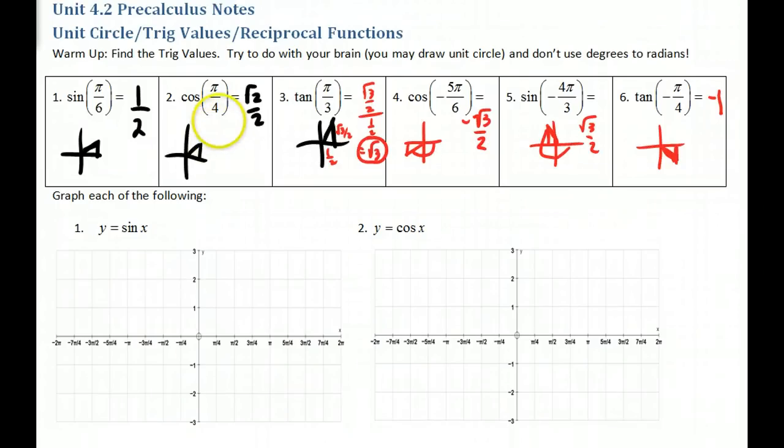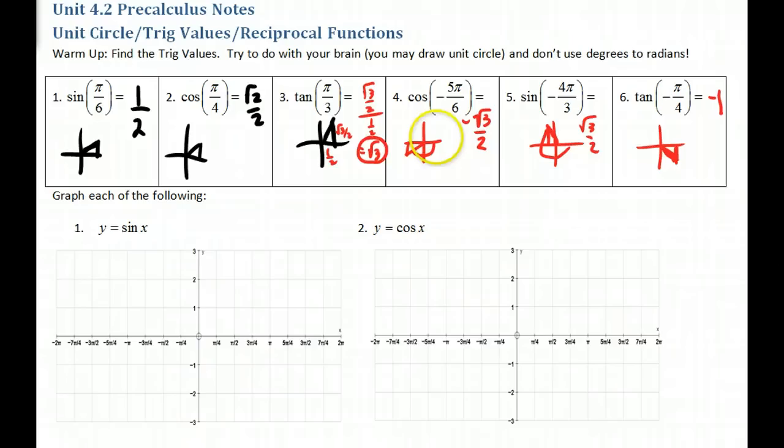So if I look at this one, pi over 4, cosine would be square root of 2 over 2. I hope you get that. And then if I look at this one, my y over my x, tangent of pi over 3 is the skinny rectangle standing up. So then it's going to be square root of 3 over 2 over 1/2. Simplified, you just get square root of 3.